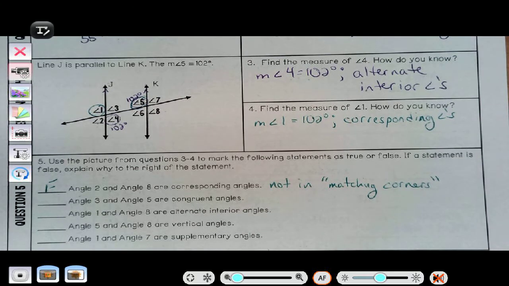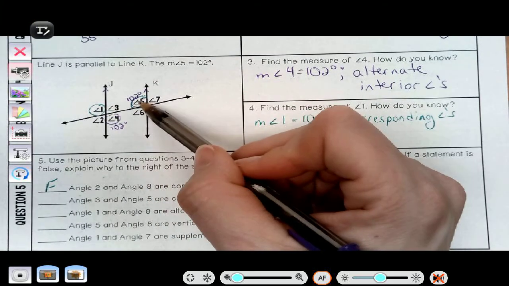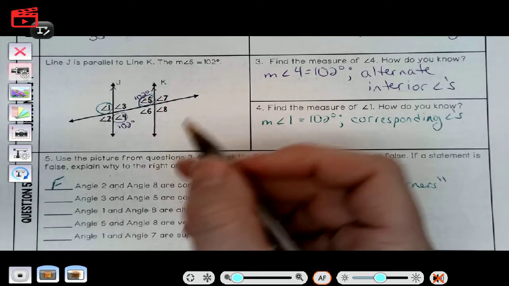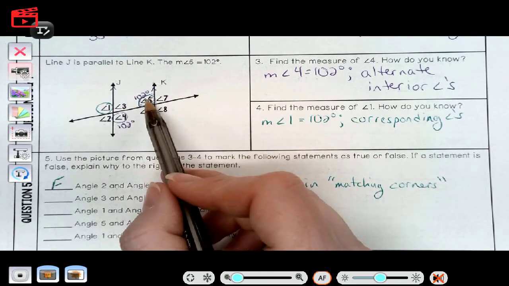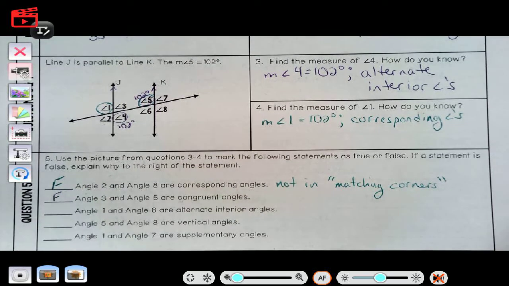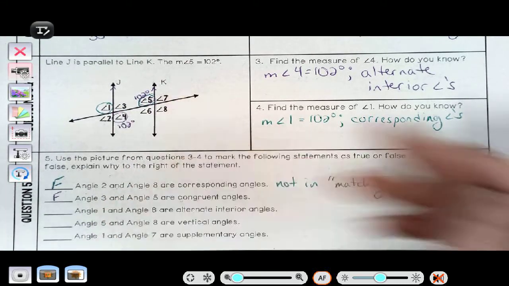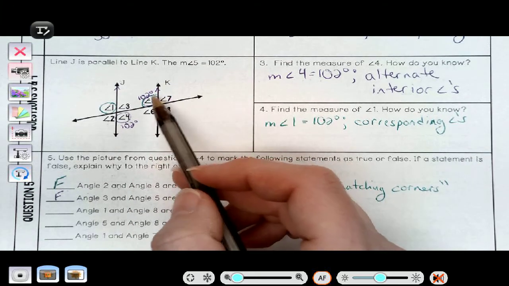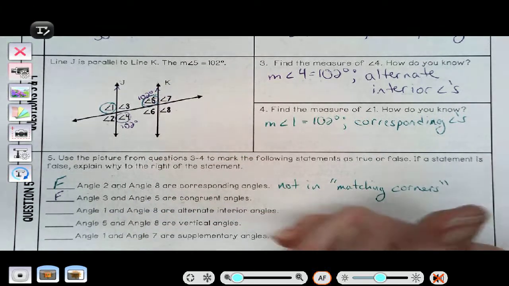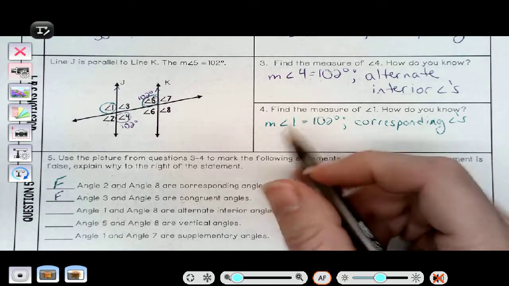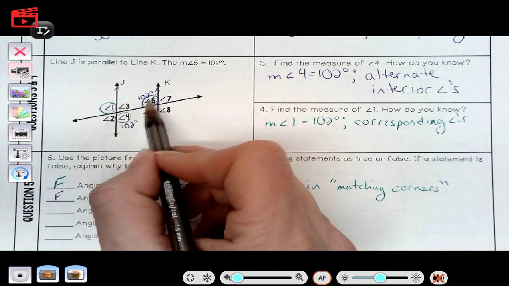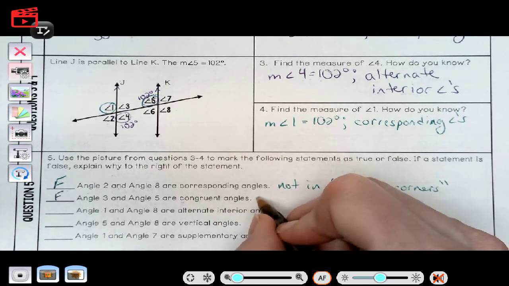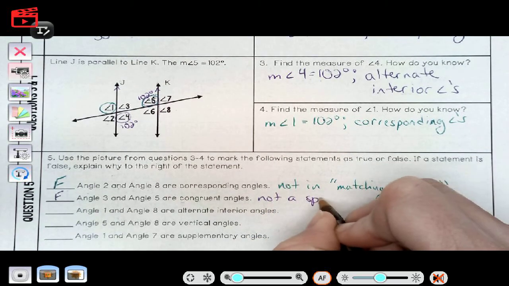How about angle 3 and angle 5? Well, angle 3 is right here, angle 5 is right here. Are they congruent angles? Angle 3 and angle 5. False. They're not congruent. They don't have the same measure. They're going to be supplementary or congruent. And they're not congruent angles, and we don't have any interior same side transversal, so we're just going to say not a special pair of angles.